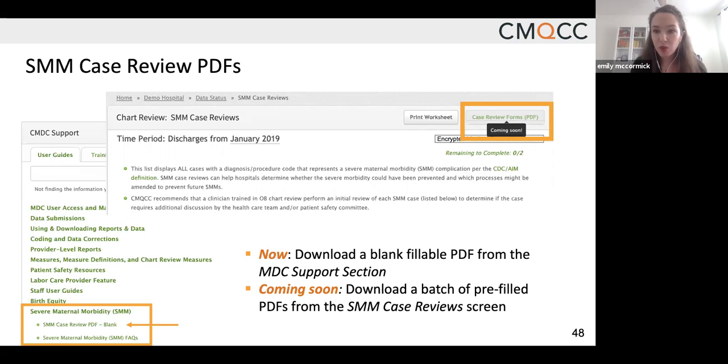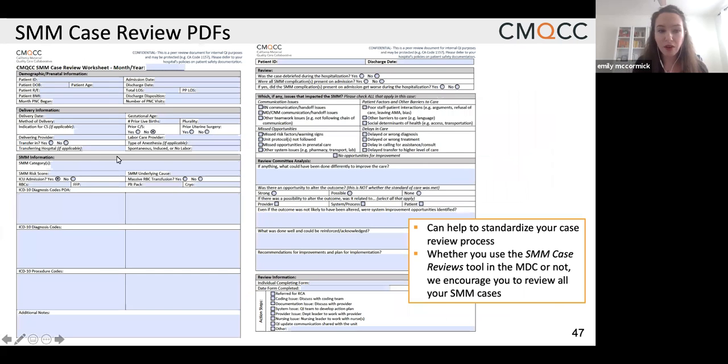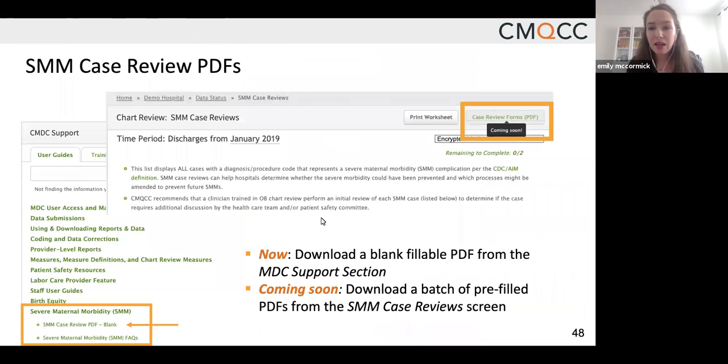In the next few months, we are working towards making a pre-filled version of the case review PDF worksheet, which will have your SMM patients for that period. Their clinical information will be available on this front page. So this will pretty much all be filled out by the Maternal Data Center. We're just working out some last minute tweaks on that. You can download it from this case review PDF button that will be in the chart review section of the SMM case reviews. Once we roll this out, we'll provide lots of guidance on where you can find it. But that's coming here in the next few months.